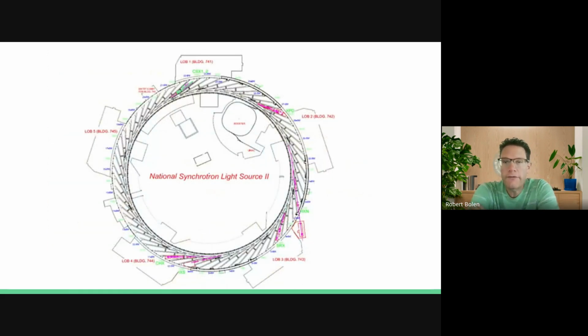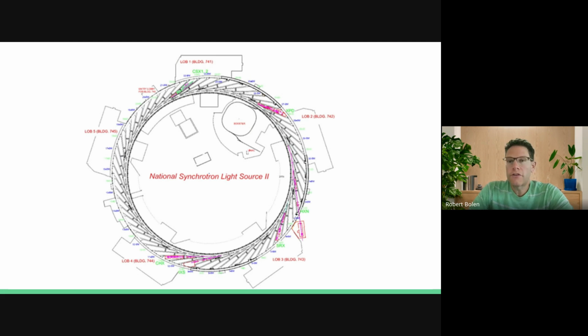This is what it looks like if you lift it off the roof. You would actually see this ring, which is called a storage ring. And then these tiny little lines that come off, those are spokes that represent the individual beam lines. And our beam lines are located right over here in building 745. And there are several beam lines that are used here exclusively for X-ray crystallography and X-ray diffraction.